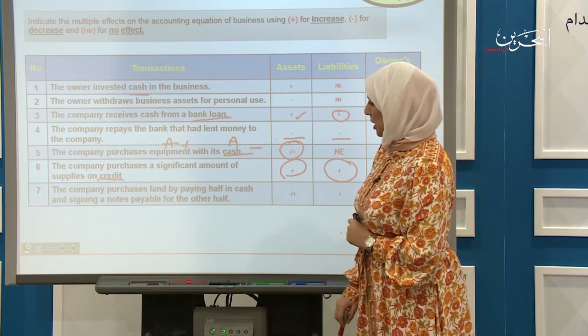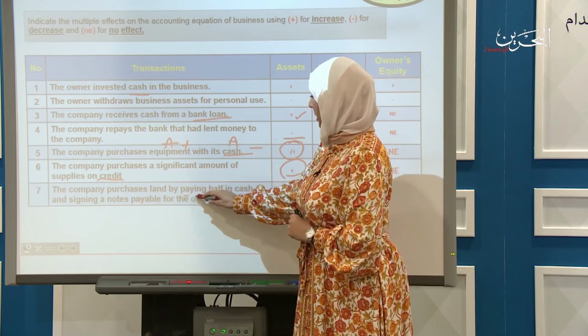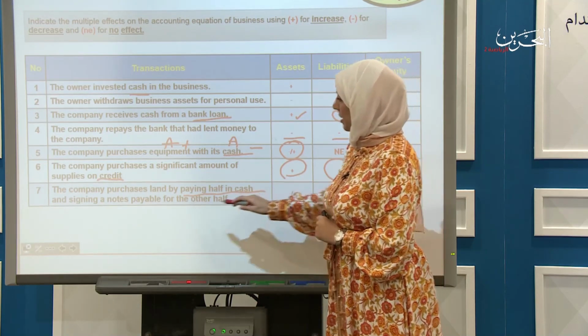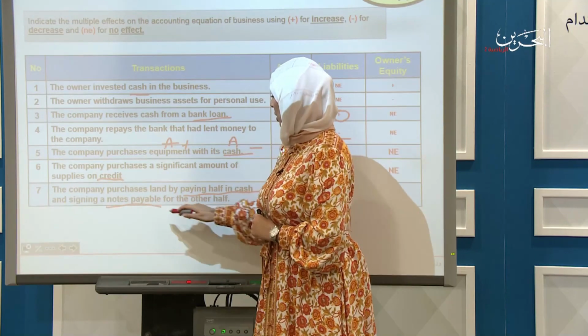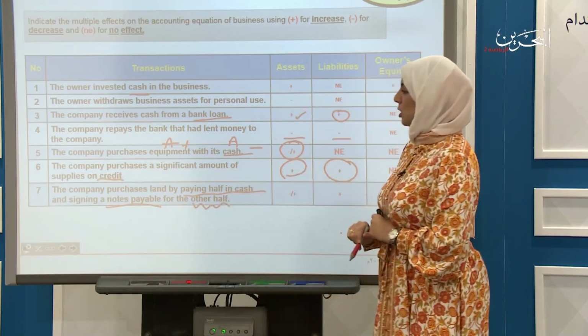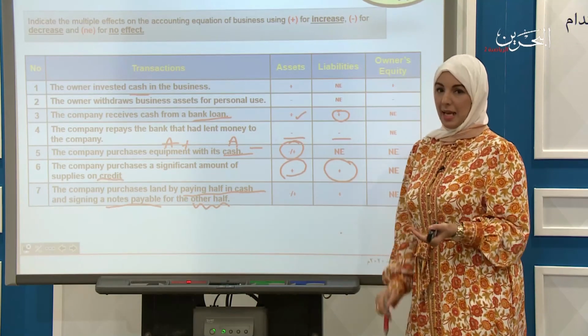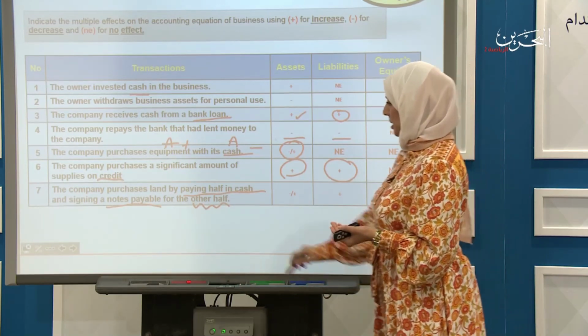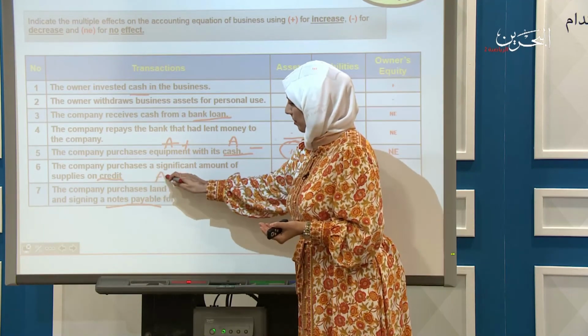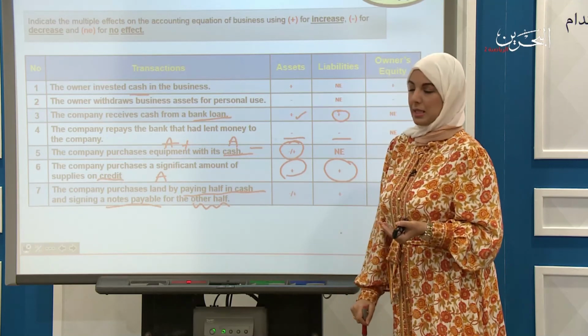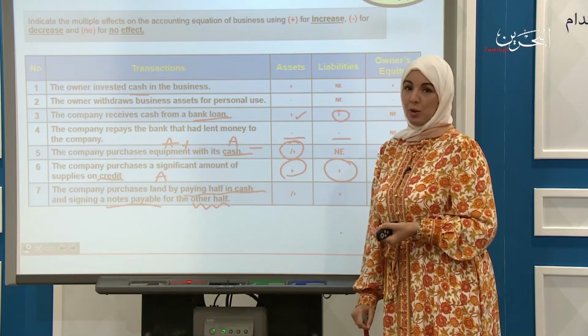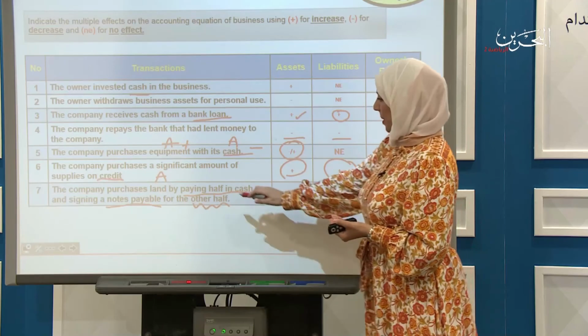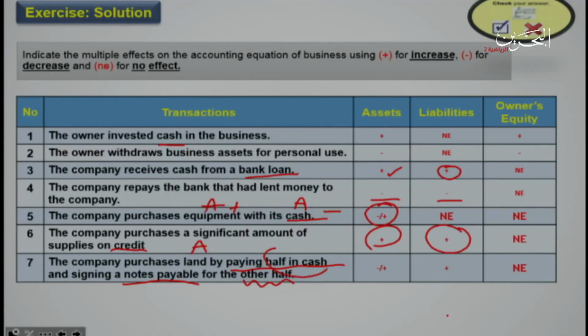The company purchased land by paying half in cash and signing a note payable for the other half. So I purchased land. The land is an asset for me, so the assets will increase. Did I pay the amount of this land? Yes, I paid just half of the amount. So the cash will also decrease on the asset side by half of the amount.